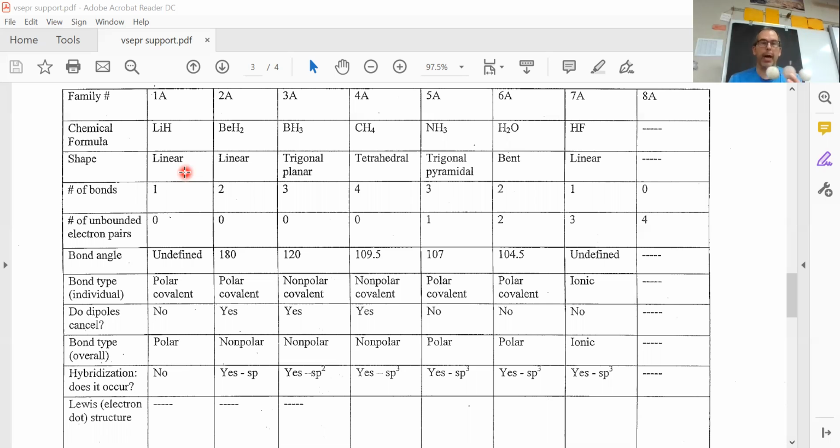So essentially there's two bonds here. There's no unbonded electron pairs. It's 180 degrees. Now, what would happen? Let's say it's BeCl2. You're going to have a dipole toward one chlorine. You'd have a dipole toward the other chlorine. Would those dipoles cancel? Yes. So if dipoles cancel, even if you have two polar components, they will cancel out and make this molecule nonpolar.